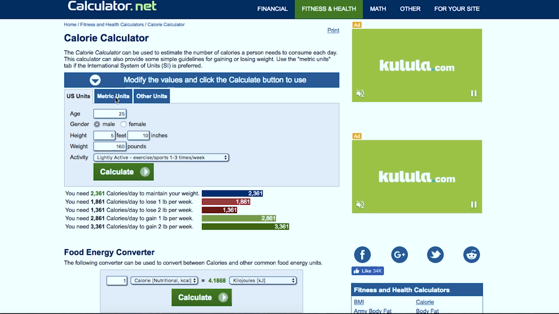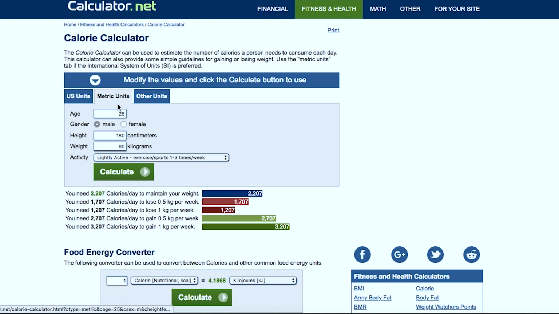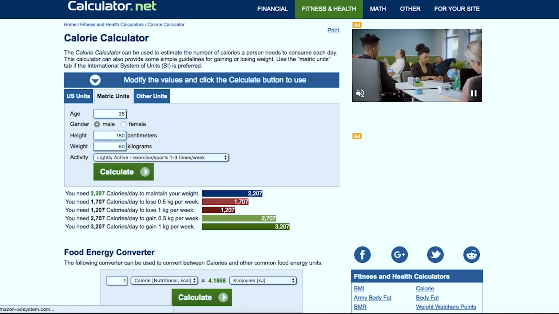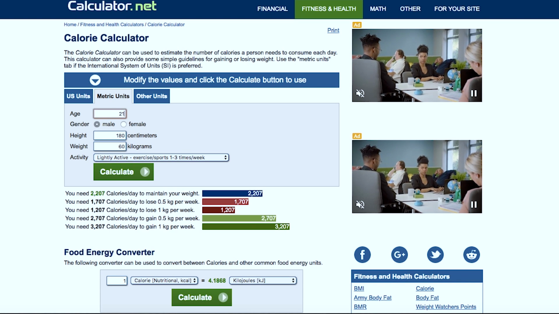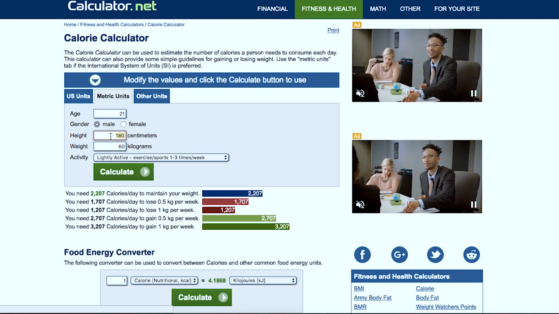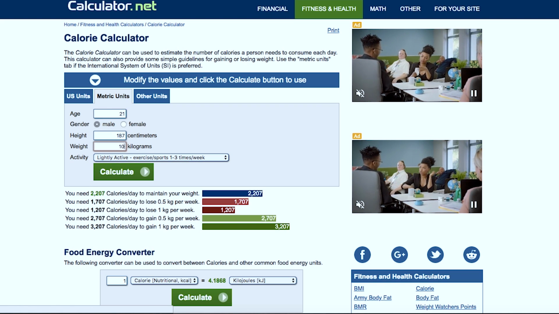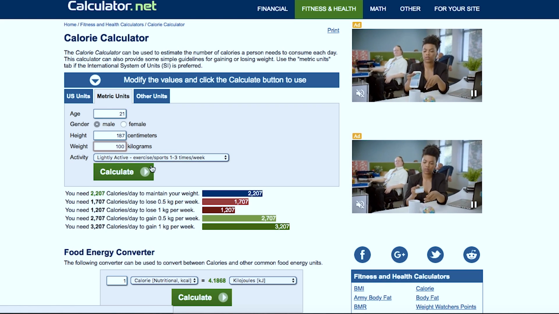Depending on what type of units you're going to use, you're either going to go with the US units or the metric units. I'm going to personally use the metric units just because that's what I use. I'm going to enter my age first of all. I'm 21, so I'm going to put 21 in there. I'm obviously male. I'm 187 centimeters, and I'm currently weighing around 100 kilograms, so I'm going to put 100 kilograms in there.